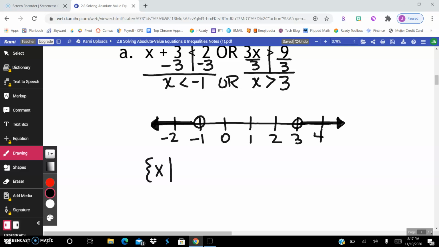Now going back up here to this one, we are going to have, for set builder notation, the x in the line. And then our inequality, x is less than -1. And remember, the ors are a regular u. And x is greater than 3.